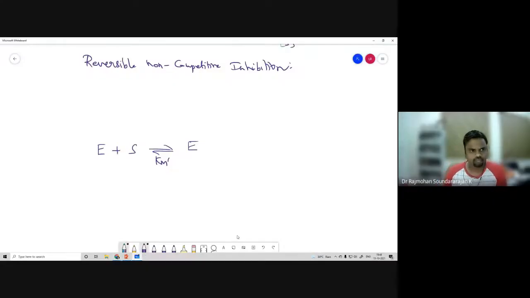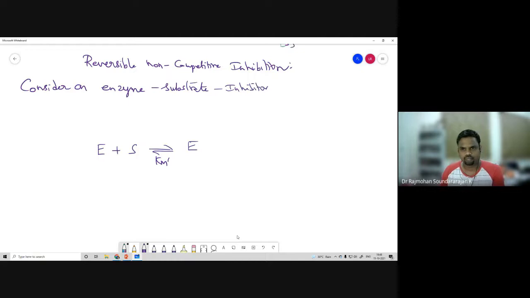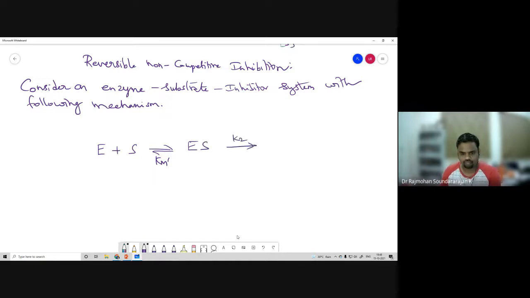So the mechanism is given, so let us derive an equation. Please take down this question. We have a reversible non-competitive inhibition. We consider an enzyme-substrate-inhibitor system with the following mechanism, where E is the enzyme, S is the substrate, and I is the inhibitor. We have E plus S forming ES, and ES further proceeds to form product and the free enzyme.